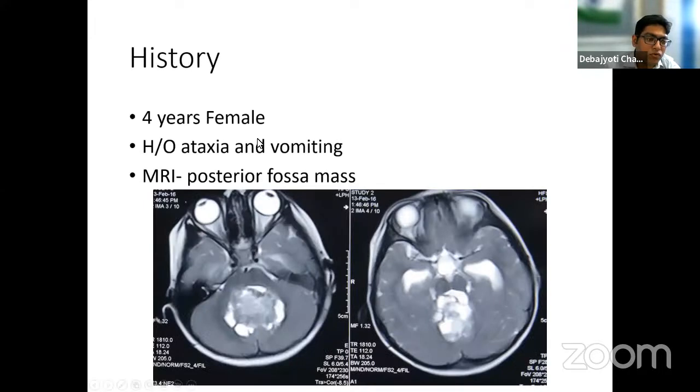This was a 4-year-old female, again with a history of ataxia and recurrent vomiting. And on MRI, you can see a posterior fossa mass. This is the cut in the cerebellum. You can see in the midline in the vermis region, there is a large, heterogeneously contrast enhancing mass, also pushing the fourth ventricle. You can see this midbrain here. So it is pushing the brainstem from posteriorly.